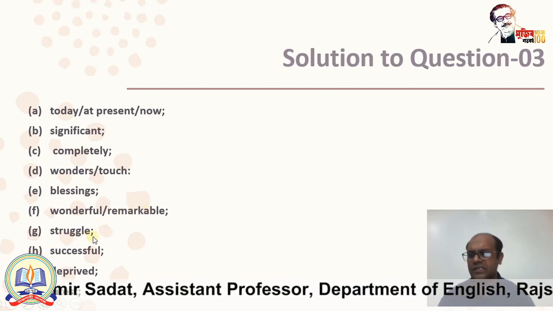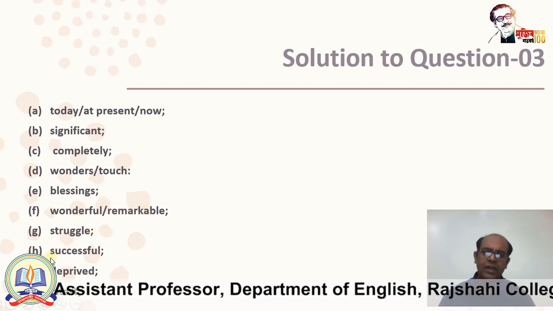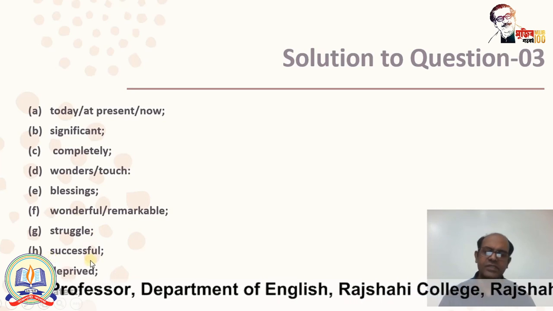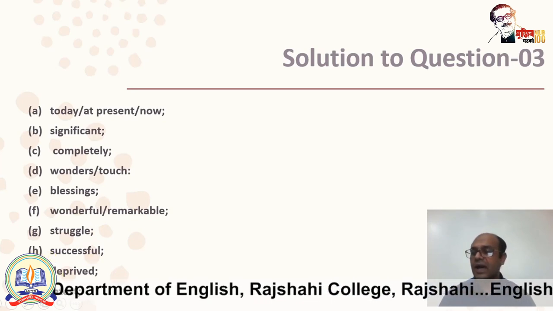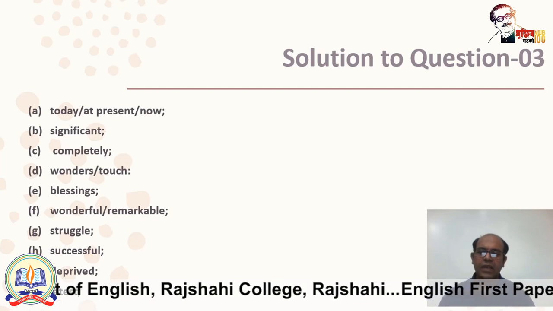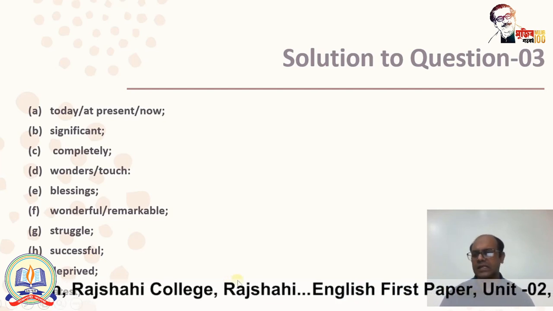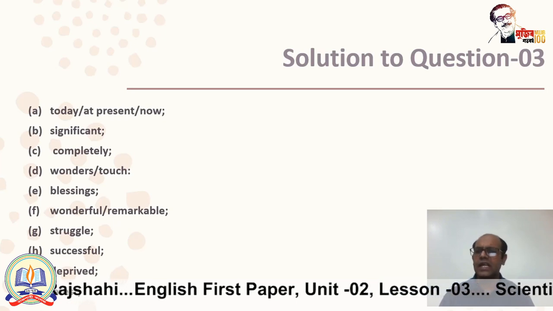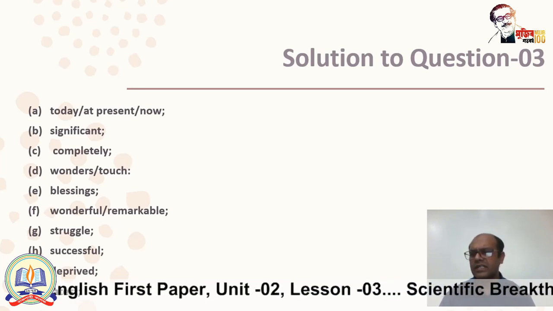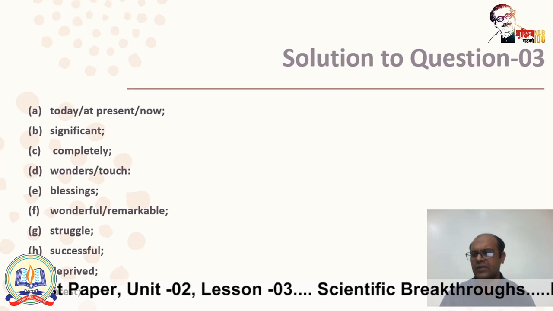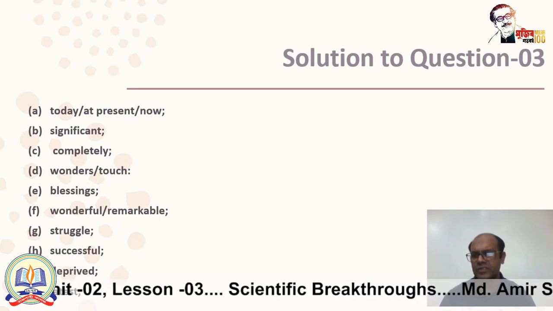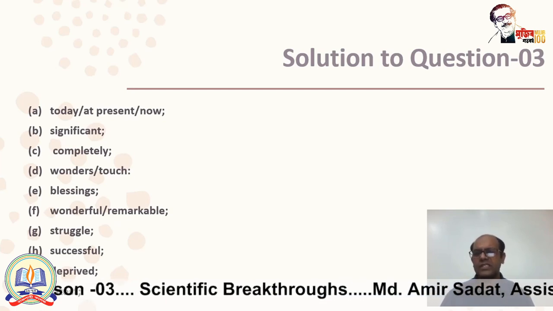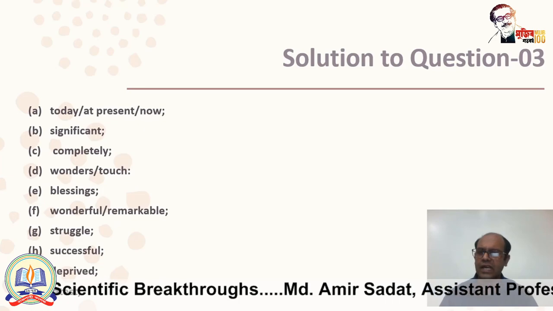For gap G, struggle is the correct answer. For gap H, successful is the correct answer. For gap I, deprived is the correct answer. And for gap J, latest is the correct answer. So this is the solution for question 3, and you have already observed that you can write a lot of options for each gap, which is befitting for the gap.